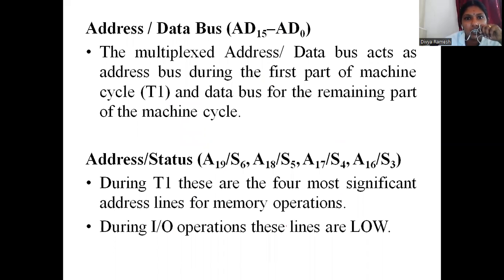First, as I said earlier, the 8086 has 20 bits of address lines and 16 bits of data lines. The lines from AD0 to AD15 act as address or data lines. During the first part of the machine cycle, they act as the address bus. During the remaining machine cycle, they act as the data bus. The address or status signals A19 to A16 are used in input-output operations.